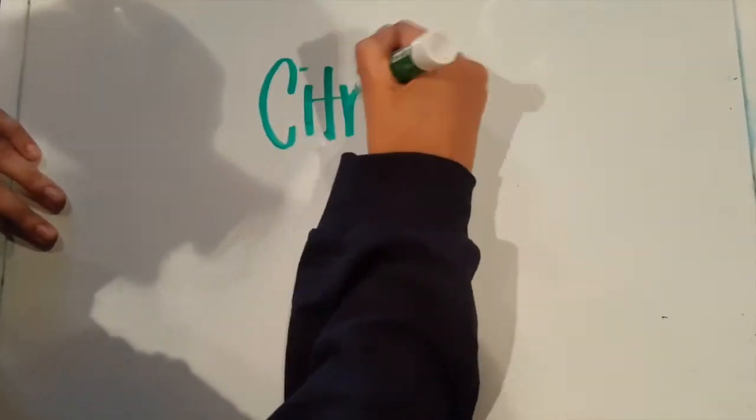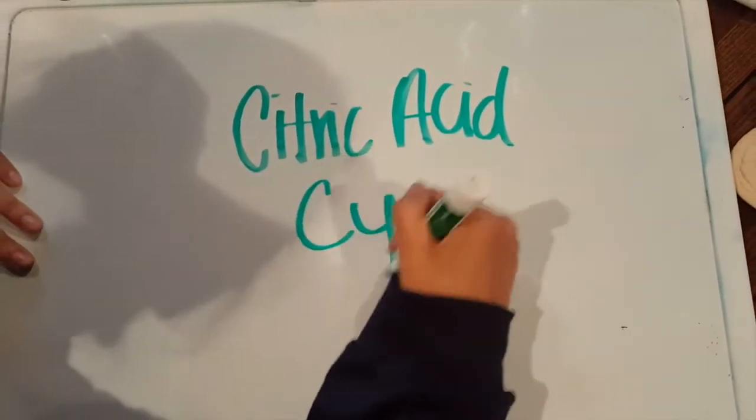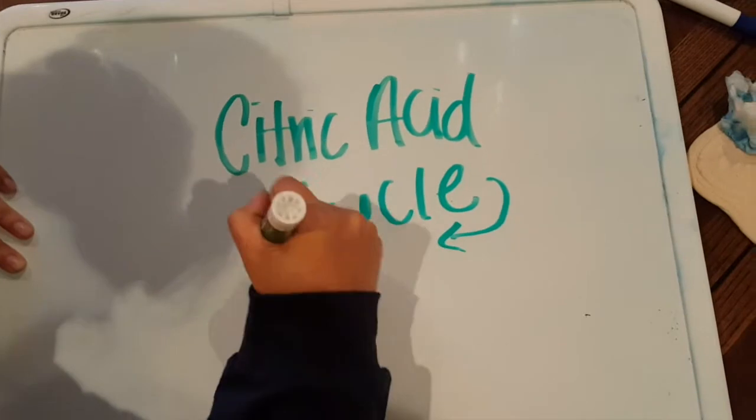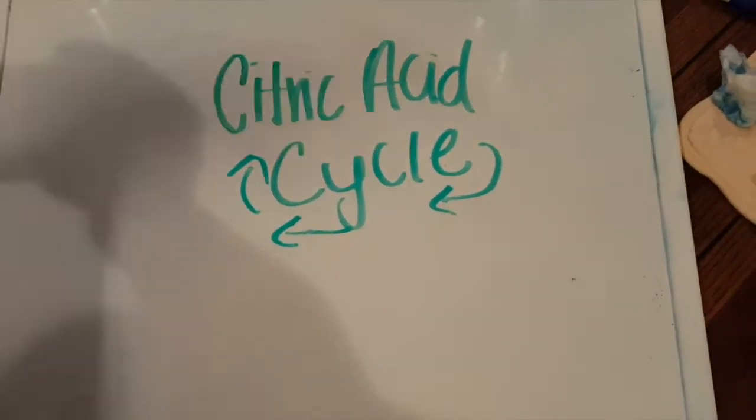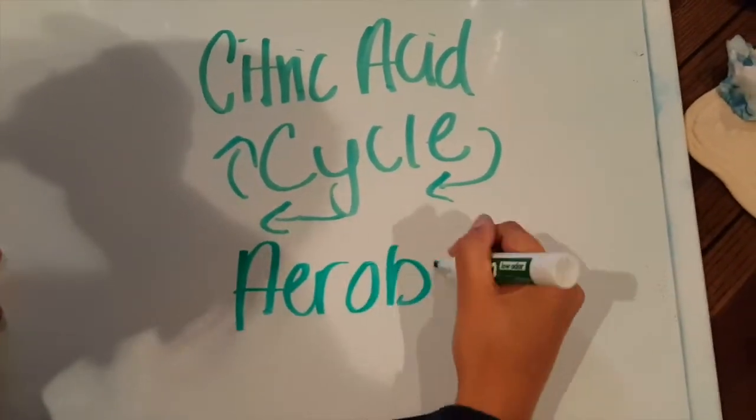The next step in cellular respiration is the citric acid cycle, which is also known as the Krebs cycle. This is aerobic, meaning it involves oxygen.